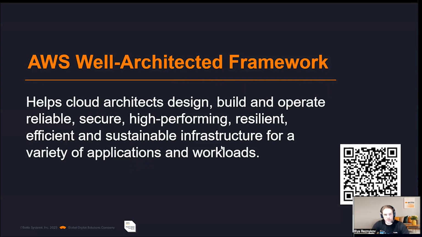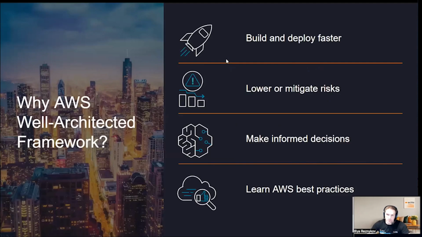But still, let me give you a definition. The AWS Well-Architected Framework is a set of design principles and best practices that helps cloud architects design, build, and operate reliable, secure, high-performant, resilient, efficient, and sustainable infrastructure for a variety of applications and workloads. Well, the first question: why do we need to use this AWS Well-Architected Framework?